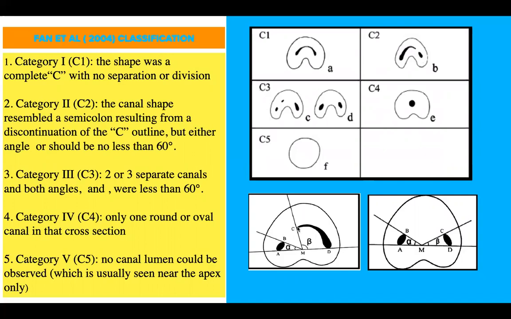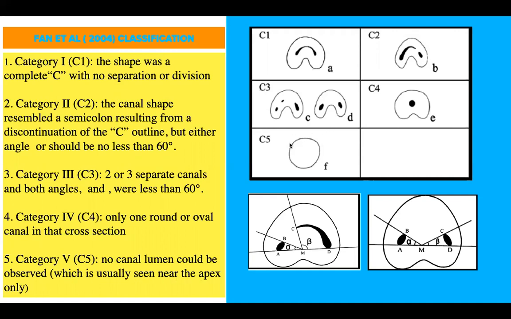As we can see here, 1 or 2, either one will be no less than the 60 degrees. In category 3, 2 or 3 separate canals and both angles were less than 60 degrees. In category 4, only one round or oval canal in the cross section is seen, and in category 5, no canal lumen would be observed, which is usually seen near the apex only.